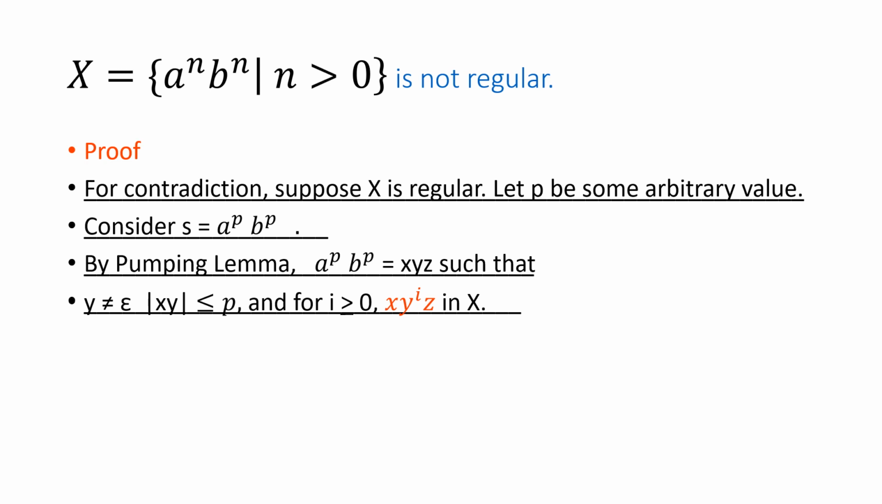Good. We picked a string, and we know that the string is longer than length p because of how we picked it, and we're also using those requirements that we have from the pumping lemma to break it up into these substrings x, y, and z. Now what we're going to do is pump y the right number of times to get a string not in the language.